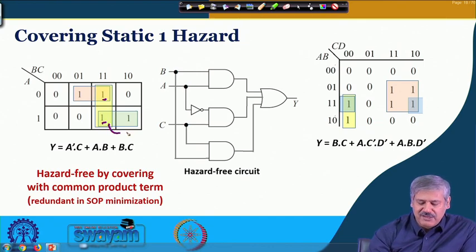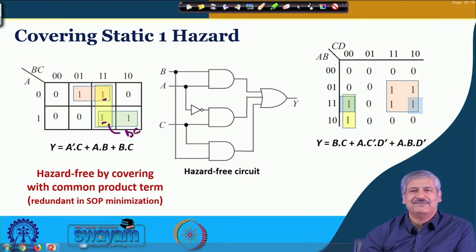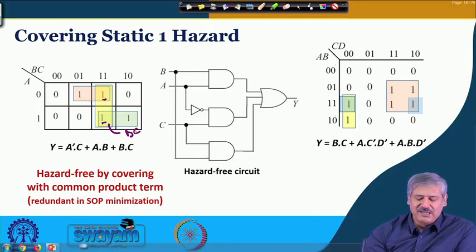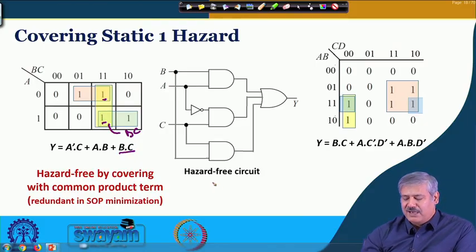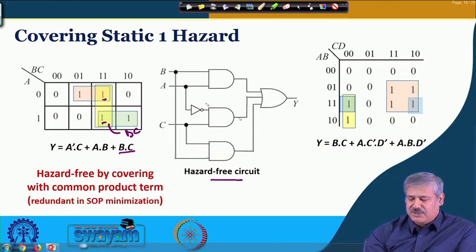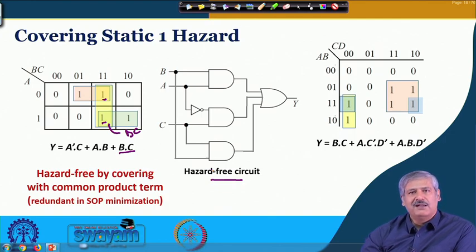So, this common product term is nothing but your BC, which we saw in the first place, but we abandoned it because of the higher cost associated with it. When you include it, that is a redundant term, right. But in this case, when you include it, the hazard gets covered and we can get a hazard free circuit. So, this B and C, this was the earlier circuit, now this B and C is coming over here, and how is it helping?